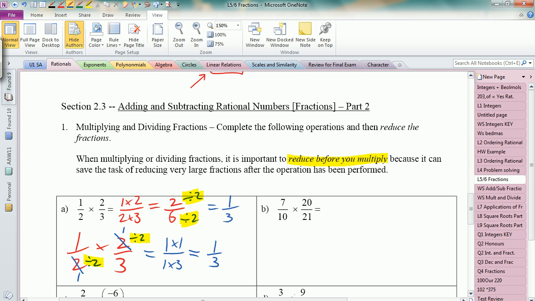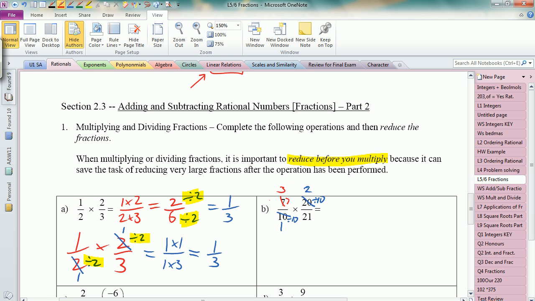So B, could we cancel it all? What about the 10 and the 20? What could we divide them both by? 10. So divide by 10, cross it off, and write the answer up above. What's the answer for 20 divided by 10? 2. So we put a 2 up top. What about on the bottom? Divide by 10, and what do we get? 1. Okay. Can we do anything else? Yep. What else? 7, yeah. 7 and 21. They can both be reduced. So divide by 7.